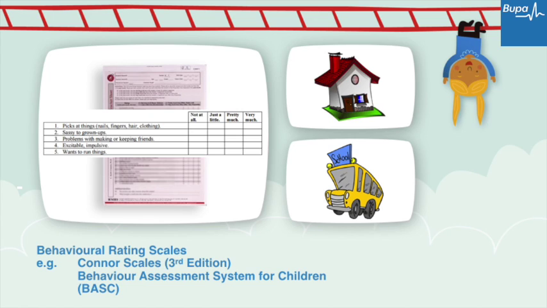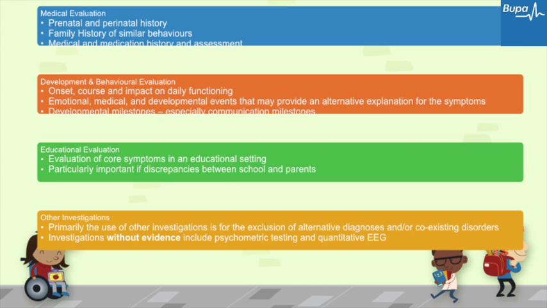Then the role of other investigations can be of help, and in particular for the assessment of other co-existing conditions, such as autism, for example. However, there are some investigations that really are not helpful, and you do see them on occasion. So, for example, psychometric testing or quantitative EEGs. So in practice, what this means is that both for children and adults, they should really be seeing teams who are very experienced with ADHD, and that they can assess without the need of non-validated investigations such as these two.